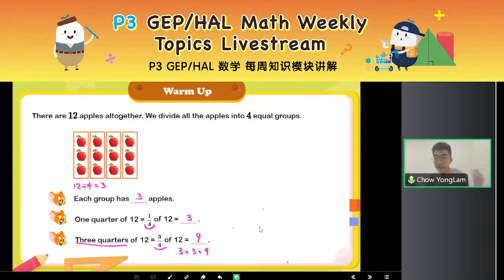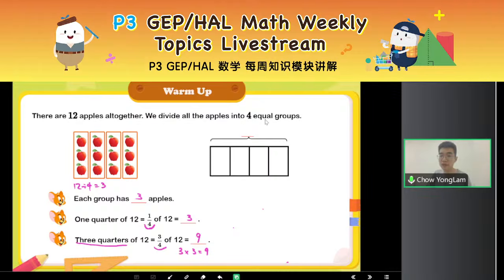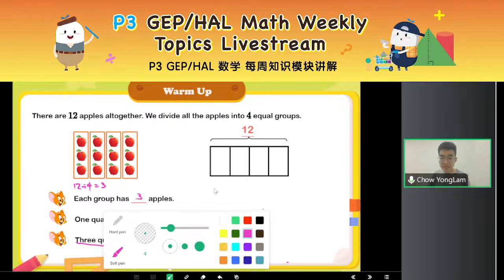Now, however, what if I give you 3,693 apples, right? And you want to divide into a lot of groups. Do you really want to draw all the apples out? No, you don't, right? So sometimes you will use a bar model to represent it instead. So if I want to split it into 4 equal groups, I will just draw 4 equal units, and the total is 12.